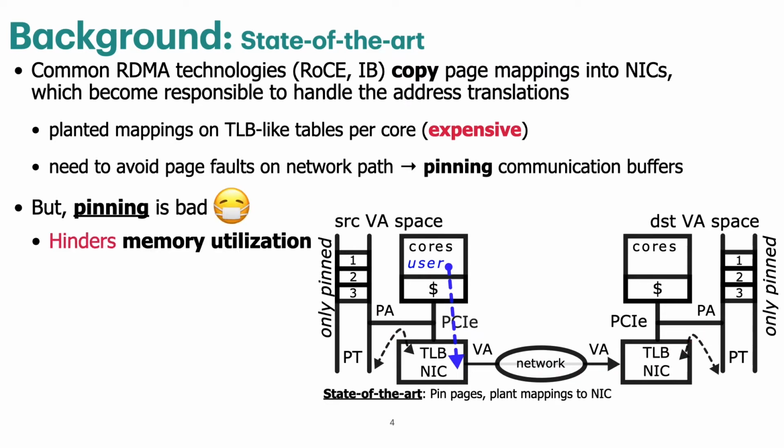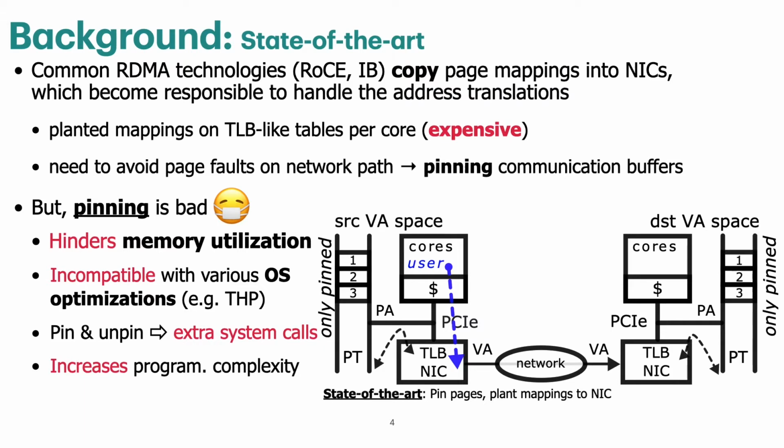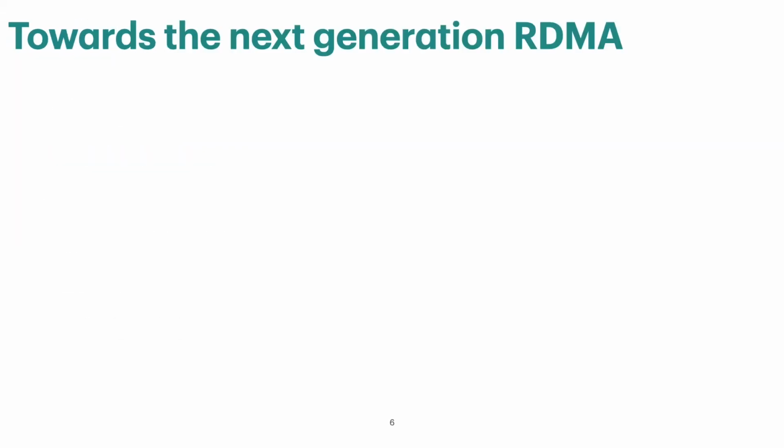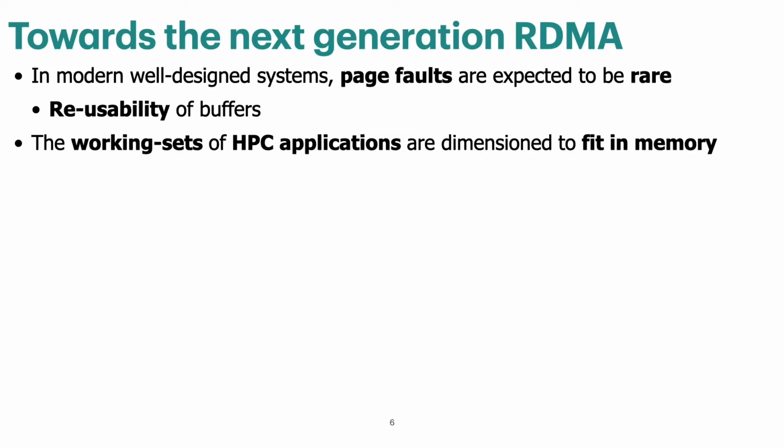But pinning is bad. That is because it hinders memory utilization, and it is incompatible with various operating system optimizations such as the transparency of pages. Pinning and unpinning induces extra system call overheads and increases the programming complexity. Towards the next generation RDMA, in modern well-designed systems, page faults are expected to be a rare phenomenon. That is because buffers are reused, and the working sets of HPC applications are dimensioned to fit in memory.